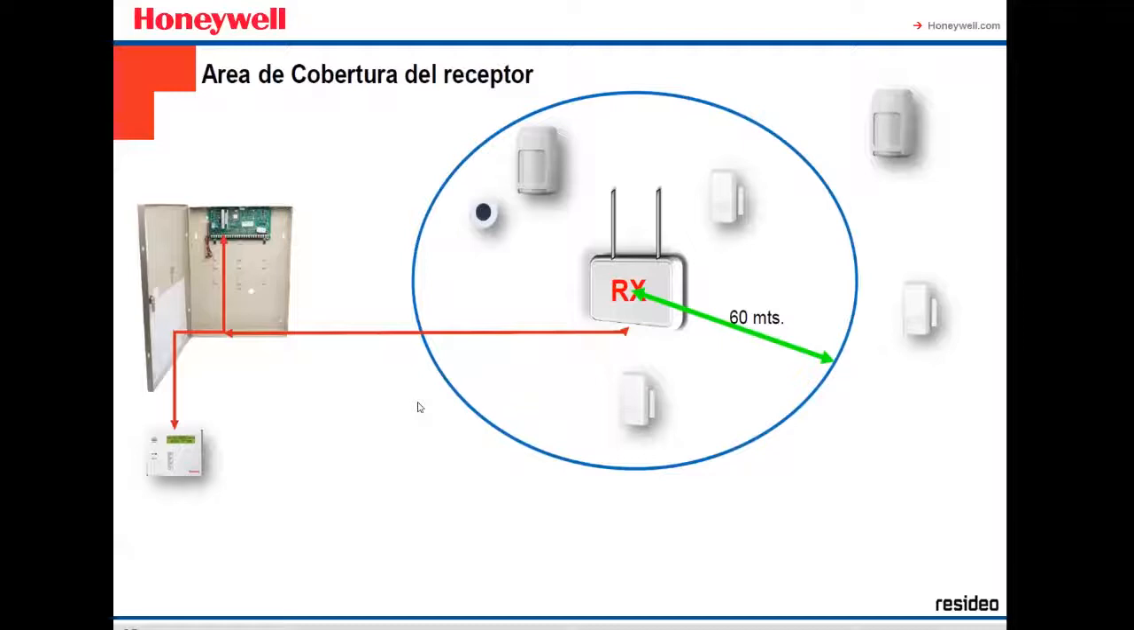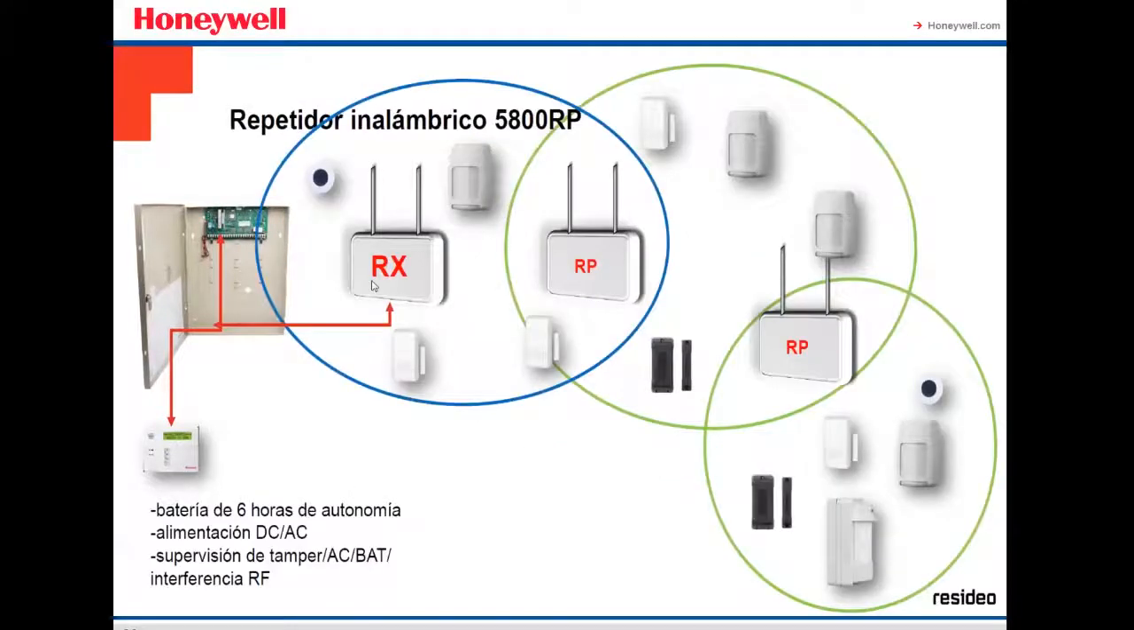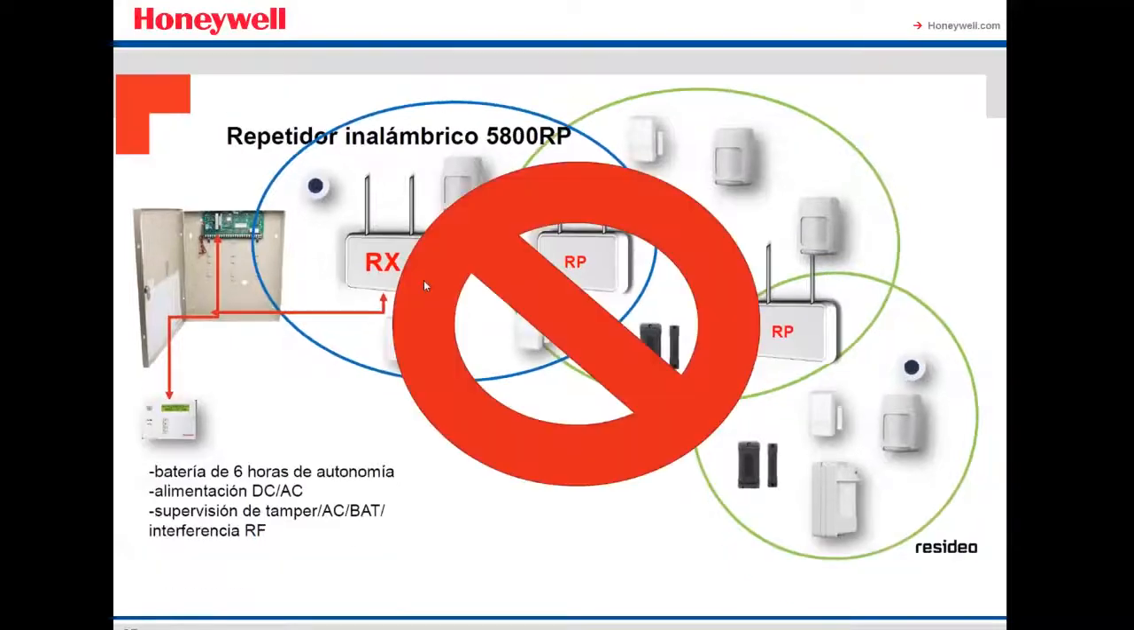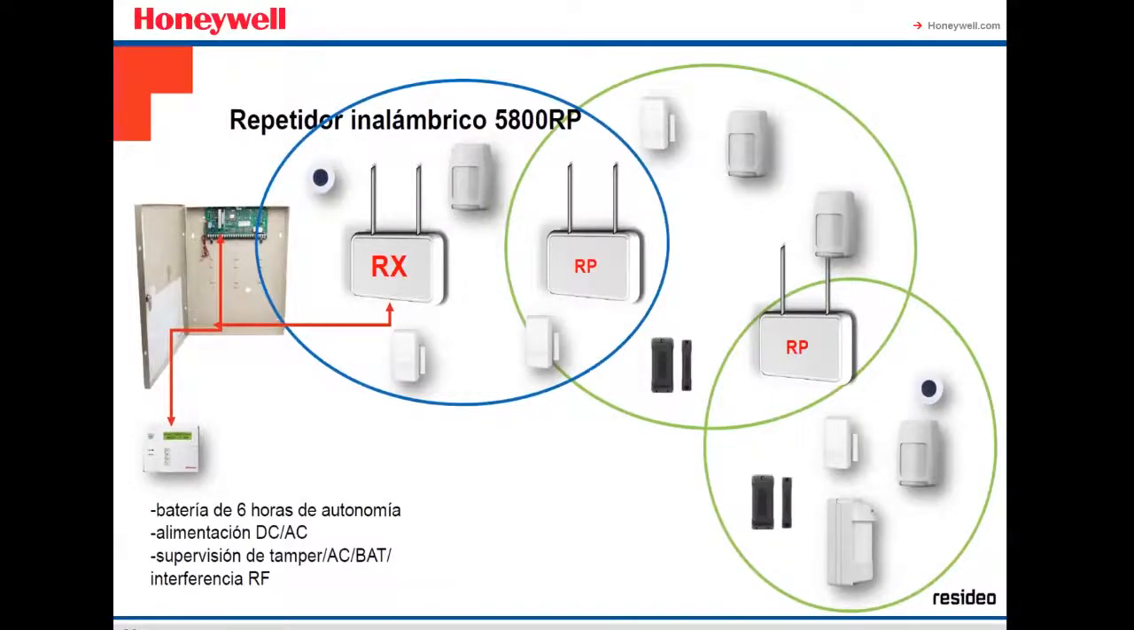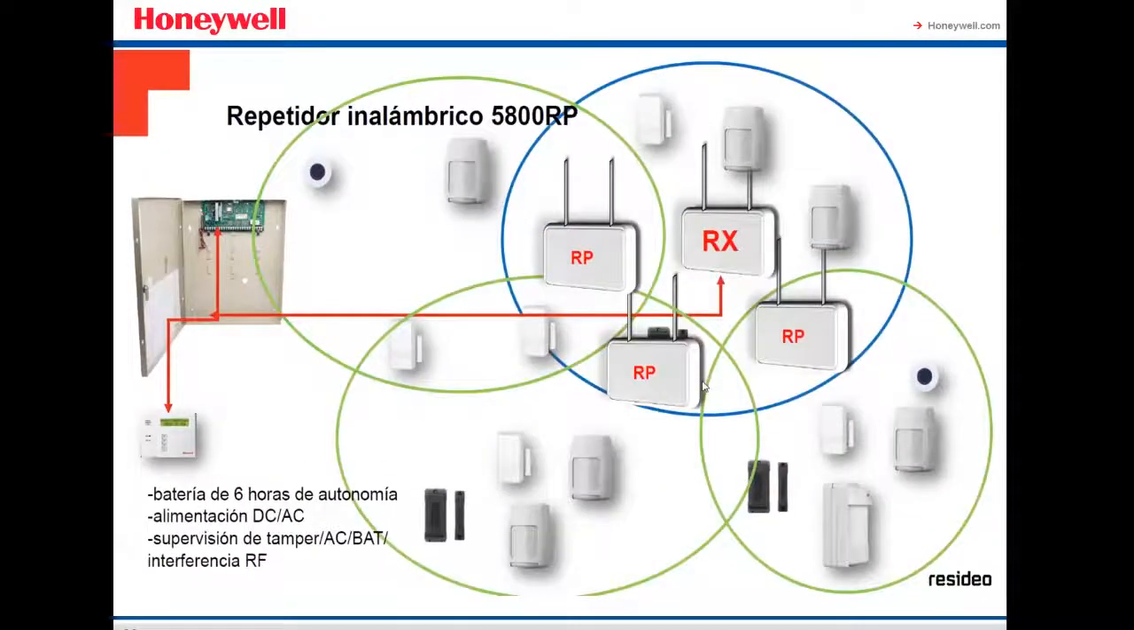It's a typical example, and people think, we've got the receiver here, and the repeater is going to go and cover the other repeater, which is not true. This is not the way it works. The repeater has to be in the range of the receiver in order to work. For example, this is a no. These devices over here are never going to be connected. That's not the way.